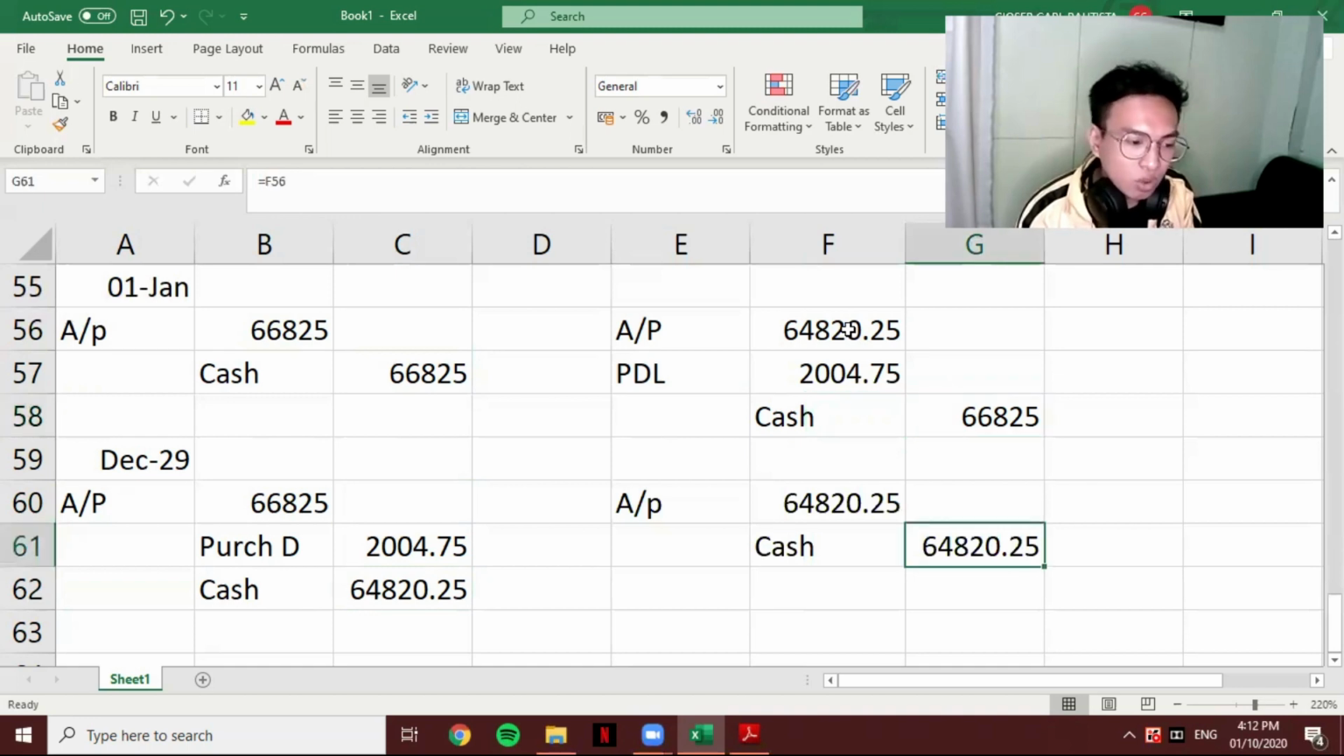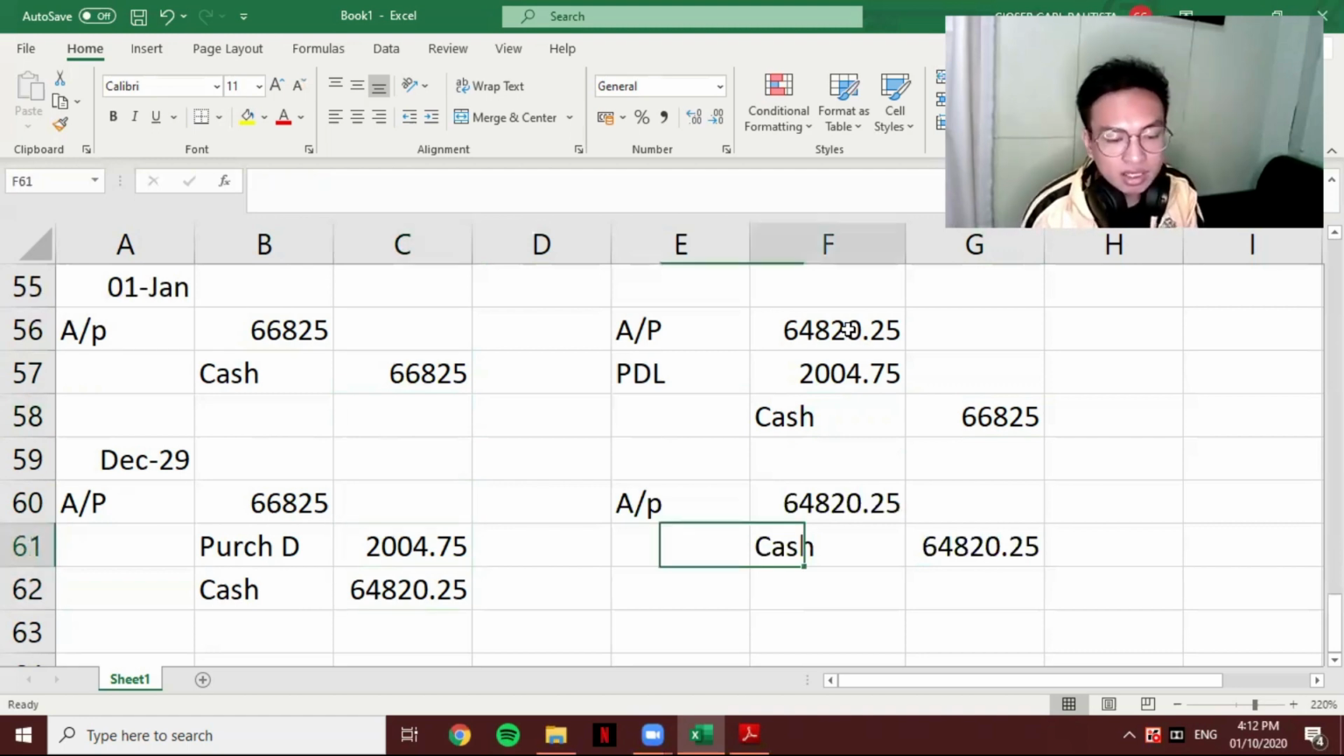Yeah. They did not take the discount. The cash they paid to their supplier is the same. Okay. They did not take, they take the discount. The cash they paid to the supplier is the same.